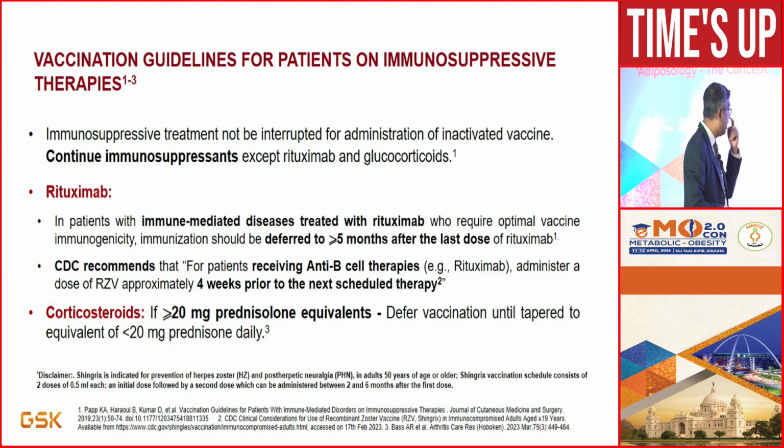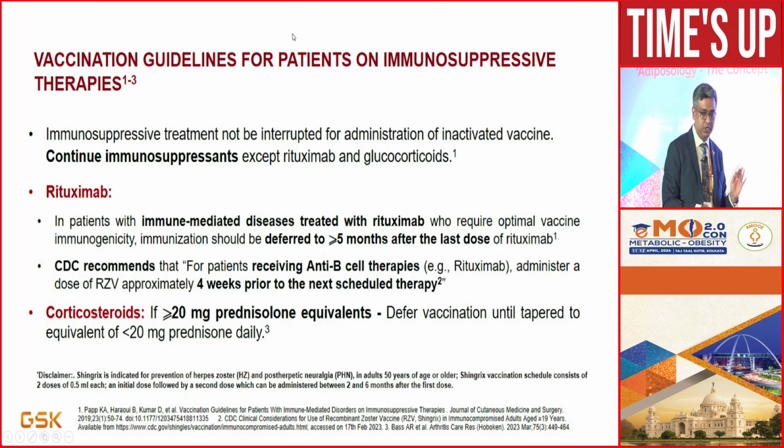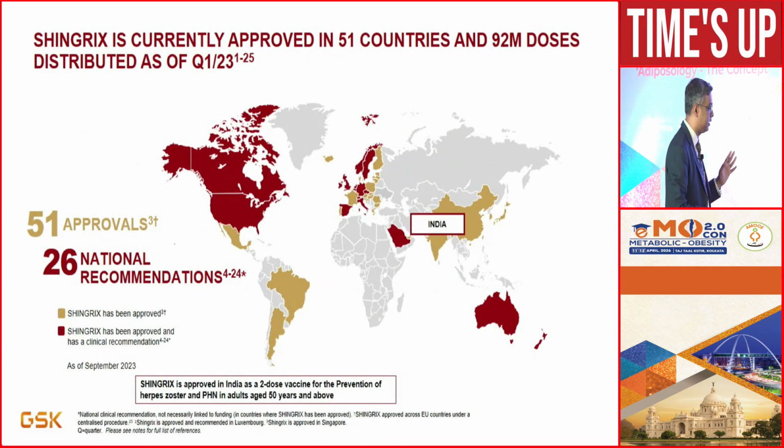You can use this with most of the immunosuppressants except rituximab and the corticosteroids, where you need a little bit more nuanced approach. For rituximab, it has to be deferred to at least 5 months or more after the last dose of rituximab. And if you're using corticosteroids at 20 milligram of prednisolone equivalent or more, then you cannot use this vaccine until the dose has been tapered to 20 milligram of prednisolone or equivalent or less. So these are the 2 take-home messages as far as this is concerned.